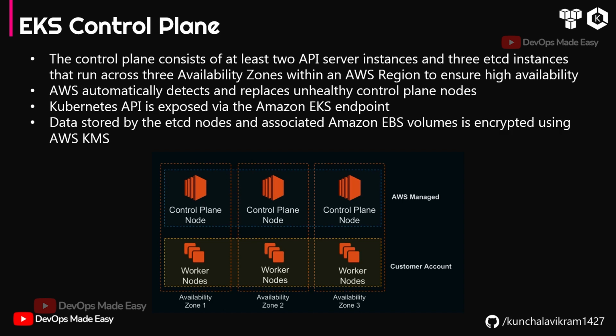And coming to the Kubernetes API, this is exposed via the Amazon EKS endpoint. We know that in order to talk to the Kubernetes cluster, we need to have Kubernetes API endpoint access. So in case of EKS, EKS will have its own endpoint, and data stored by etcd nodes and all the associated backend EBS volumes are encrypted using AWS KMS.